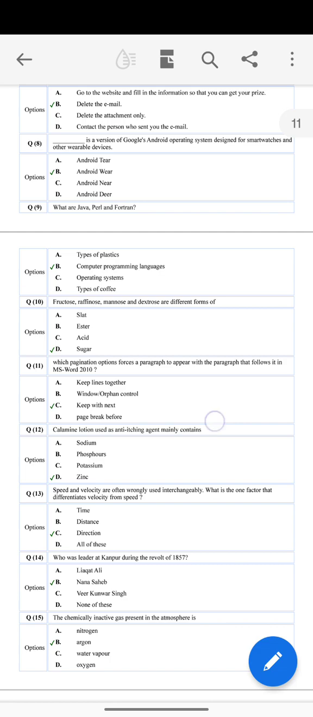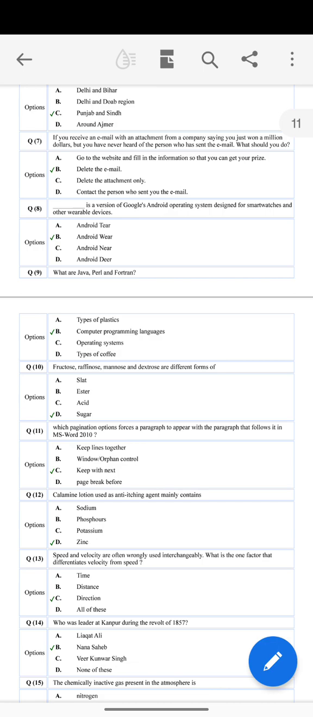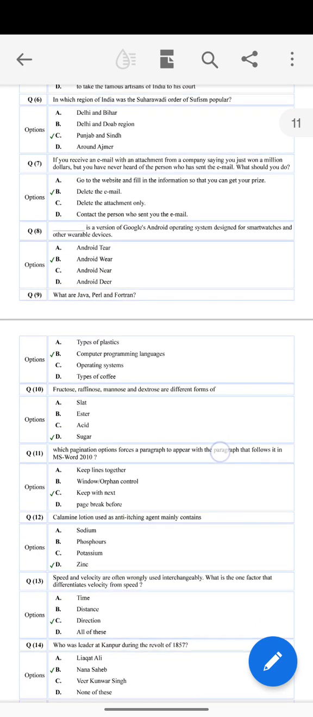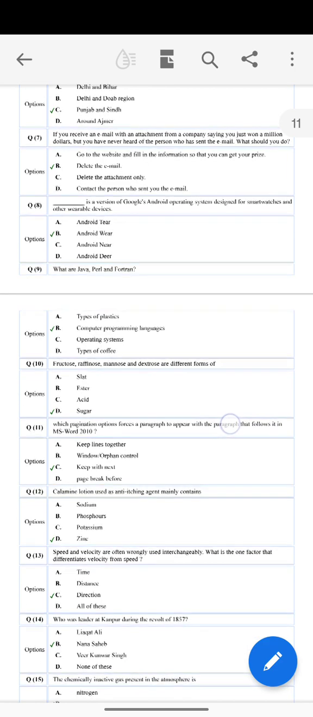I am combinedly saying you that this question is from GK subject. Now when we move to question number 7, it is given: if you receive an email with an attachment from a company saying you just won $1 million, but you have never heard of the person who has sent the email, what should you do? Now this is the question of computer subject.